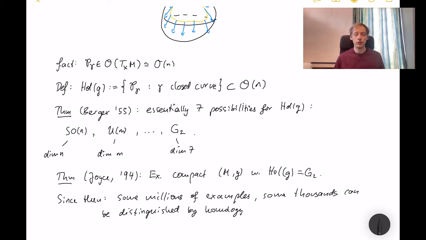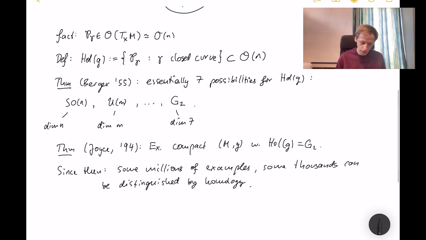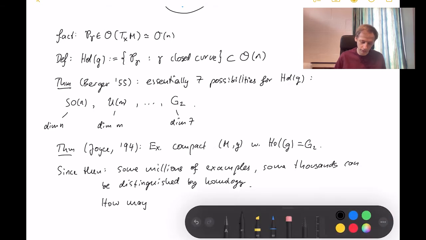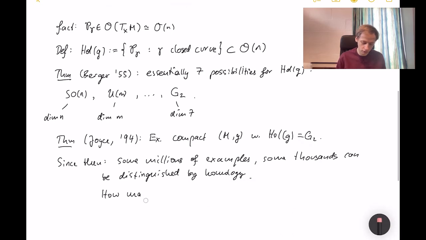So when you see these numbers, millions of examples, thousands that can be distinguished by homology, you immediately ask yourself, well, how many of them are essentially the same thing? Did we maybe just write down the same manifold 1,000 times, and through this end up with 1 million manifolds? Or maybe they are different in some other way that cannot be detected by homology? So, how many examples are essentially different?